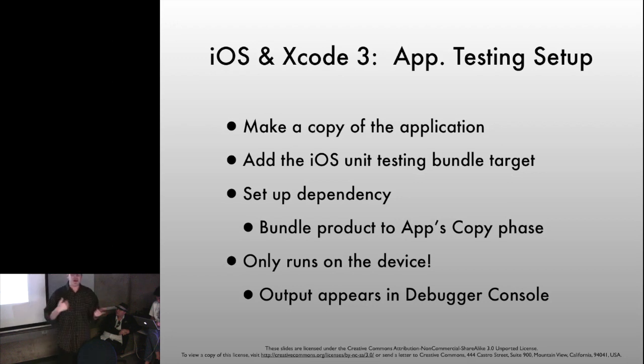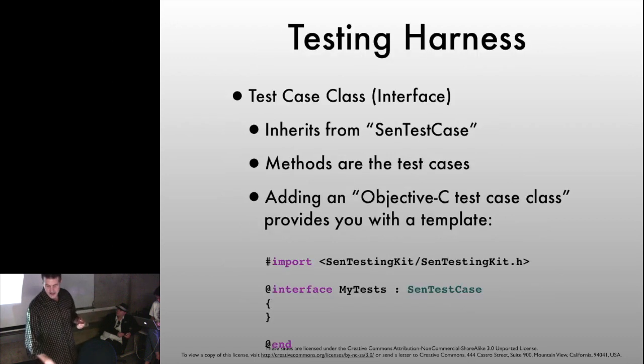You can set up the dependency between the two so that just like with OS X, you can set it up to run your tests before your application even launches and while your application is running. And like I said before, iOS application tests have to be run on the hardware under Xcode 3. Under Xcode 4, you can run it in the simulator. All the output appears in the debugger console, and I'll show you a demo of that in a second.